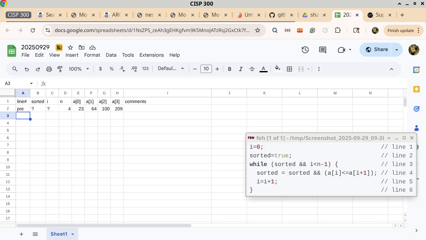Okay, all right, so let's go ahead and start with this. So we have line one, I gets initialized to 0. Line two, sorted becomes false. And false is always uppercase in the spreadsheet because it also has a special meaning in the spreadsheet, which is okay. Either way is fine, right? So we go to line three. So on line three, we have to evaluate the conjunction.